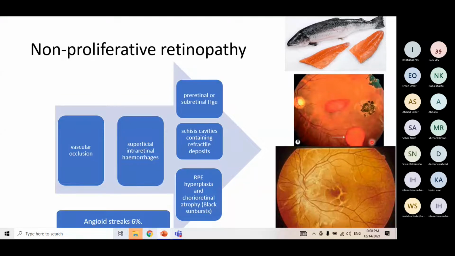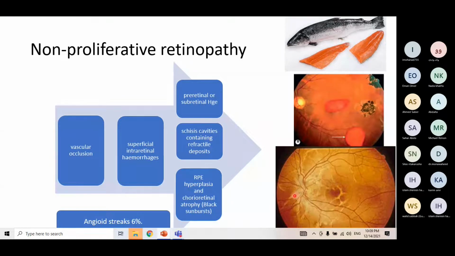The pathophysiology is there is vascular occlusion, which can lead to superficial retinal hemorrhage and can give these preretinal hemorrhages, or can have some schisis cavities with refractile deposits in the retina when they resolve, and there may be what we call the retinal pigment epithelial changes, giving those what we call the black sunburst, something that looks like that. And of course, angioid streaks like these ones, they are common.